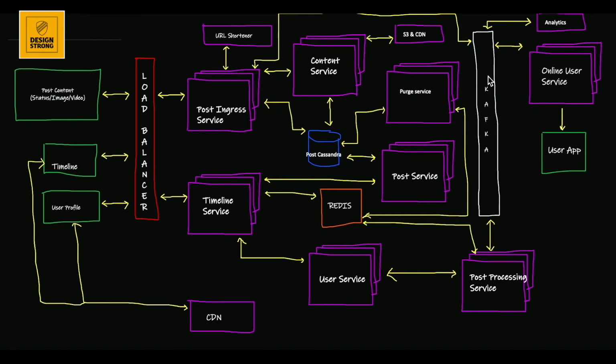Similarly, Kafka operations will also be consumed for deciding whether this user is online or not, and this online user service will be responsible for sending out notifications to the user app so that they need not update their timeline in case there is new content, and that can work on a push mechanism rather than pull.